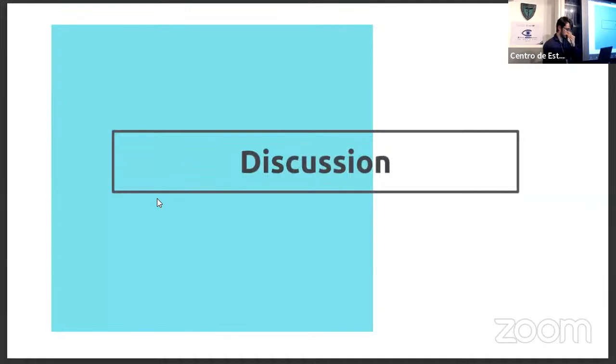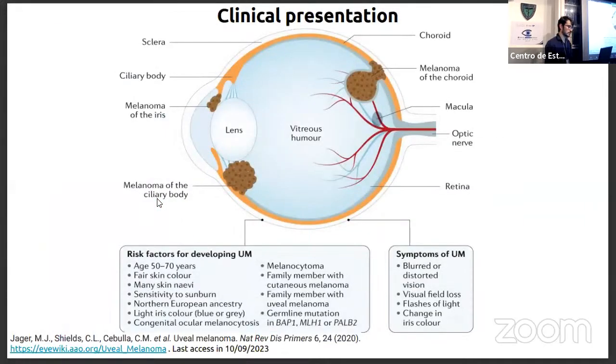So I would like to discuss a little bit now about the ocular melanoma. And here we have that the choroidal melanoma is the most common kind of uveal melanoma. We can have lots of symptoms in the presentation of this tumor. Most of them will be presenting with blurred or distorted vision, but we can have visual field loss. We can have flashes of light, change in iris color, and we can even have the asymptomatic ones that are around 30% of the cases.